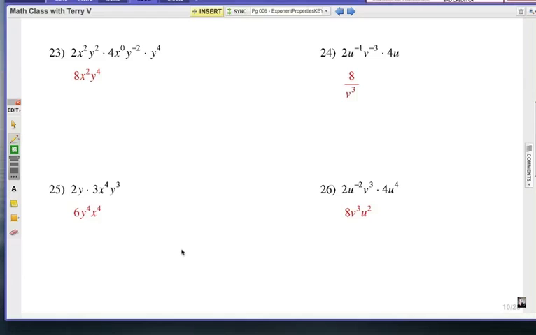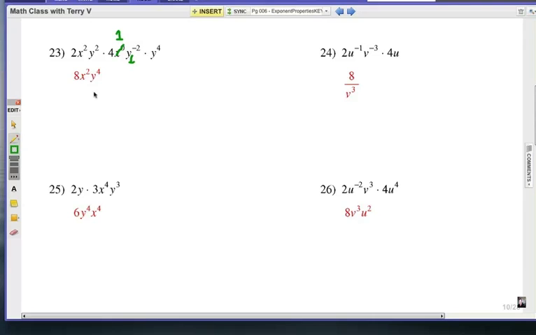Alright, here you see the correct answers, and I hope you gave these a try. Let's look at number 23. Before I start putting this together and actually multiplying it, notice that this x to the 0 is not 4 to the 0 power, it's only x to the 0 power. So that is going to be 1. Okay, and we can kind of ignore that for now. And y to the negative 2 is actually going to drop down to the bottom of the fraction.